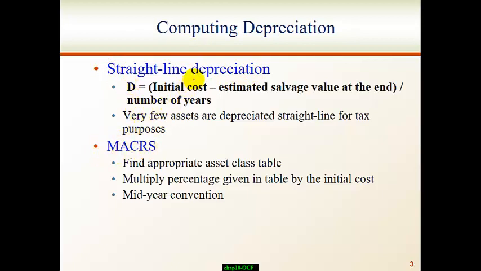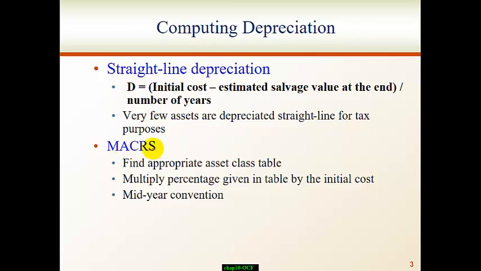Straight line depreciation is easy to understand. Every single year, the depreciation is the same constant rate. We use the initial cost, subtract the estimated salvage value, and divide by the number of years. This one is not as popular as the MACRS schedule.